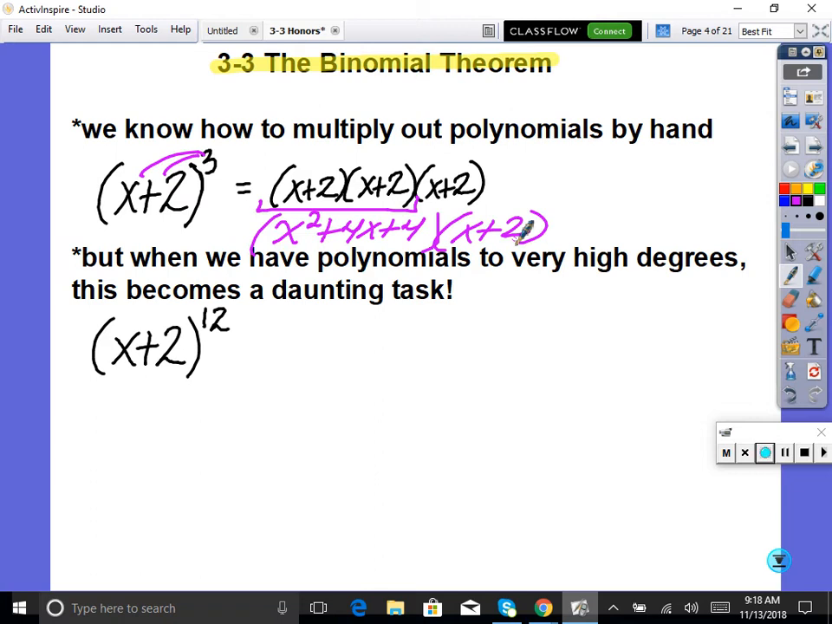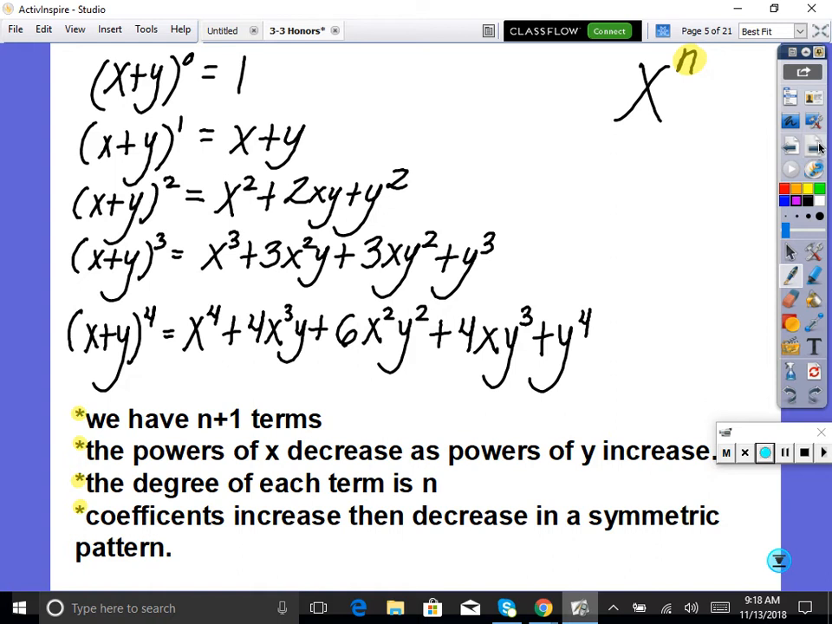So what if I asked you to do (x + 2)^12? Now that the degree is so high, it becomes a quote-unquote daunting task. That would be hard, that would take a long time, and most likely you would end up making an error, getting it wrong somewhere. So there's got to be a better way, and there is. We're going to learn today how to multiply that out with some things that have been found over the years.